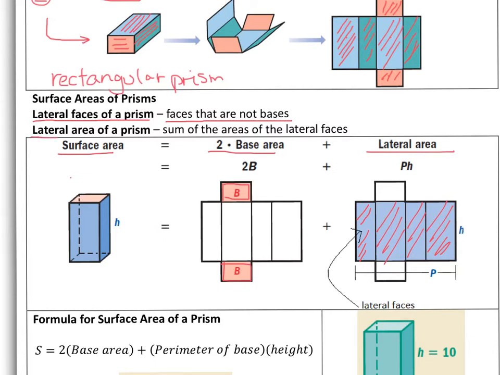The lateral area of a prism would just be simply the sum of the areas of the lateral faces. So we just have to add everything up. To make this easier, you just take the perimeter, P, of the base and multiply by the height. So here we have perimeter of base times h for height.